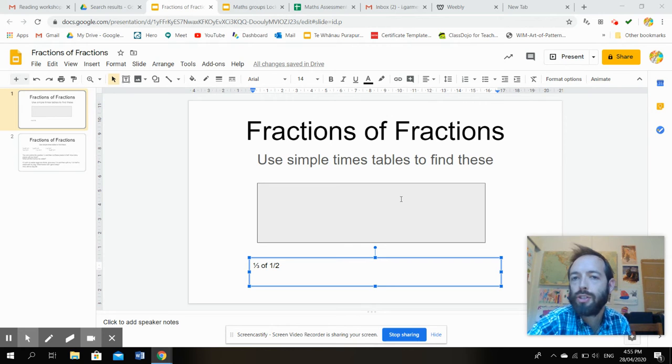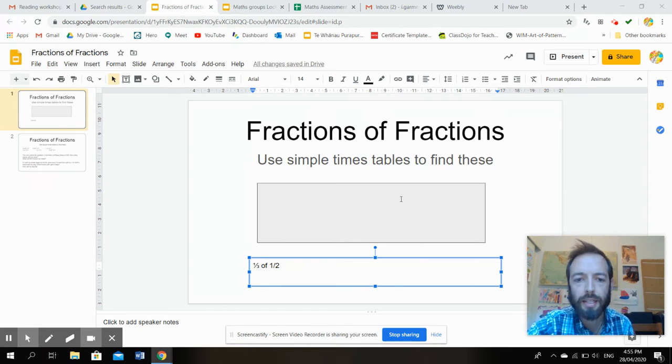Little catchphrase here is just use simple times tables to find these. They're times tables you will know. It's just a question of being able to imagine the fraction of a fraction to understand the problem being asked, and then choosing the right times table. It always helps to think about food.